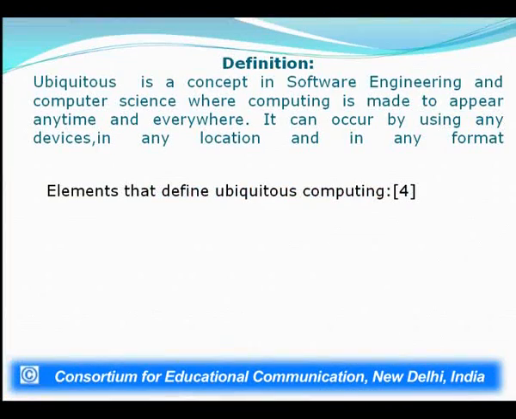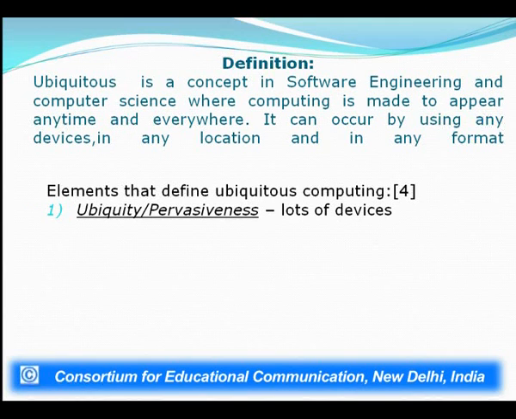So you can say it is a concept of software engineering and computer science where computing is made to appear anytime and anywhere. It can occur by using any devices, in any location, or in any format. So the elements of ubiquitous computing are, first, ubiquitousness and pervasiveness.